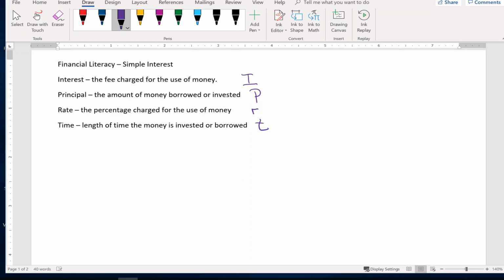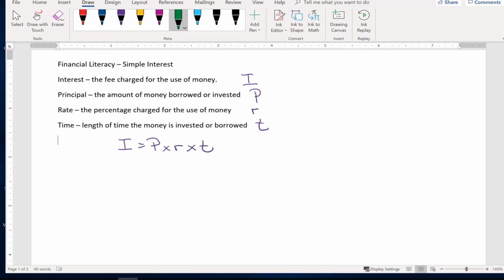Now there's a simple interest formula to calculate the interest, and this is: interest is equal to the principal amount times the rate times the amount of time. So let's take a look at a couple examples now.